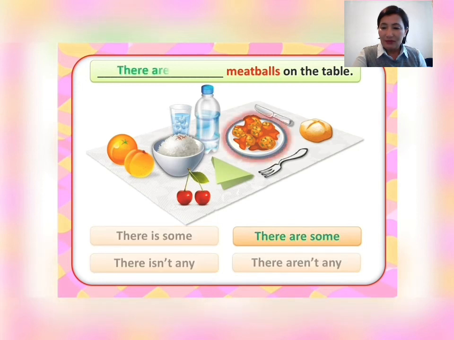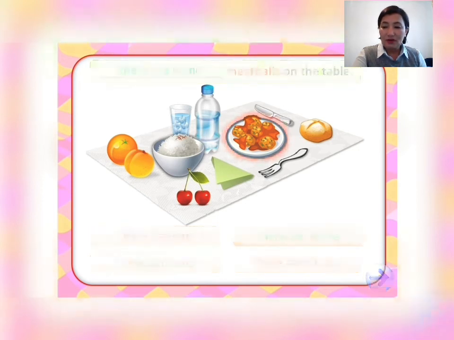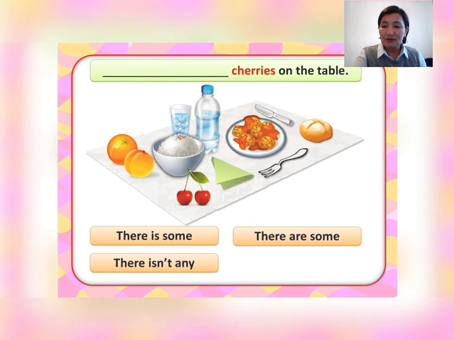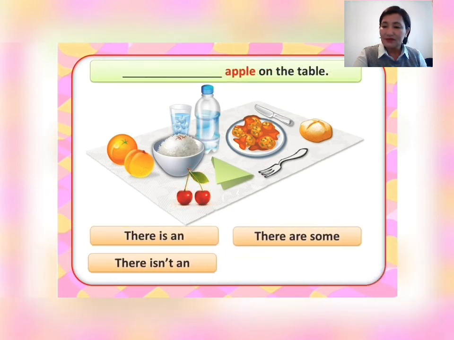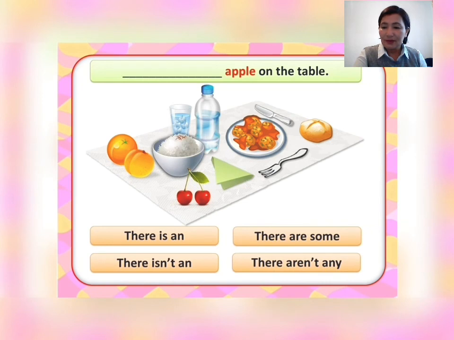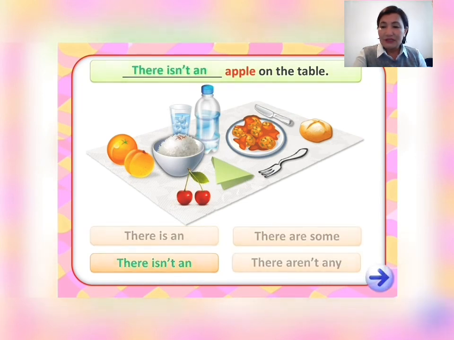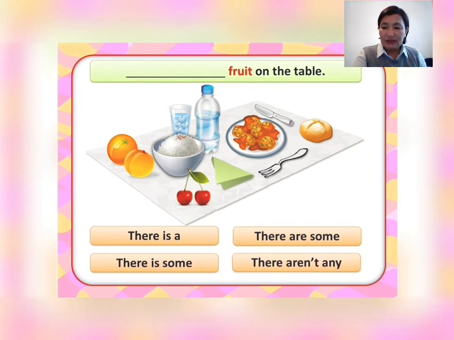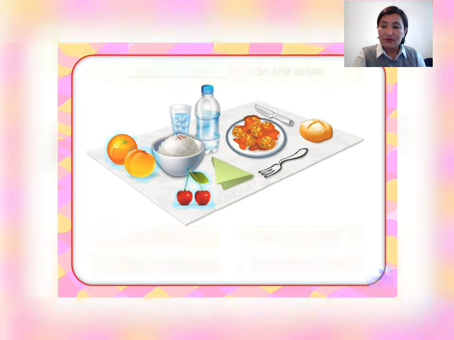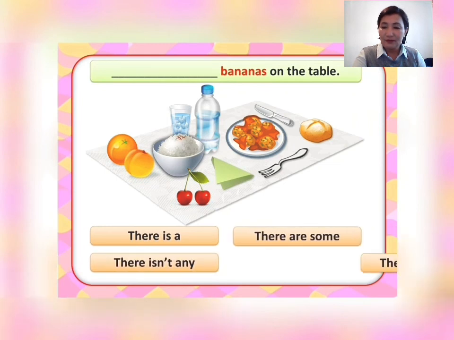Meatballs on the table. Of course, there are some meatballs on the table. Cherries on the table. There are some cherries on the table. Now the next is, what do you think? Apple? There isn't an apple on the table. Fruit on the table. And your variant, what do you think? Of course, there is some fruit on the table.